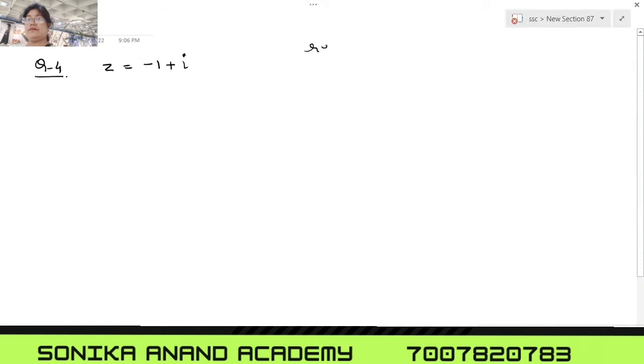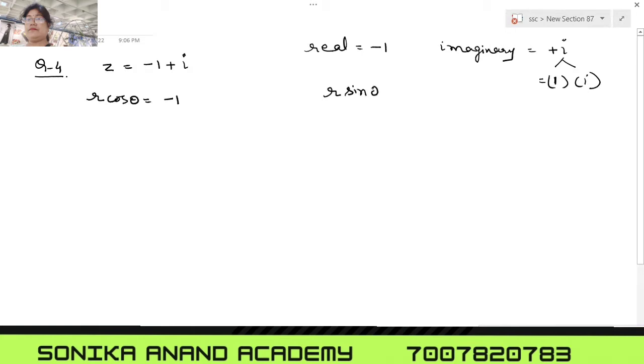So real part is minus 1. Imaginary part is plus 1. So its coefficient is 1. Clear? So r cos theta is equal to minus 1. Ritika, are you there? Yes, ma'am. I'm there, ma'am. Okay, that is fine. So now what I will do?